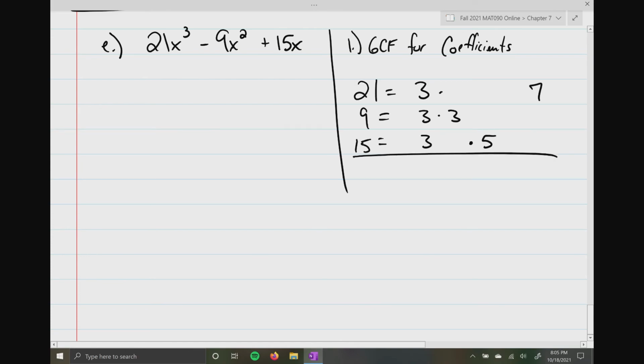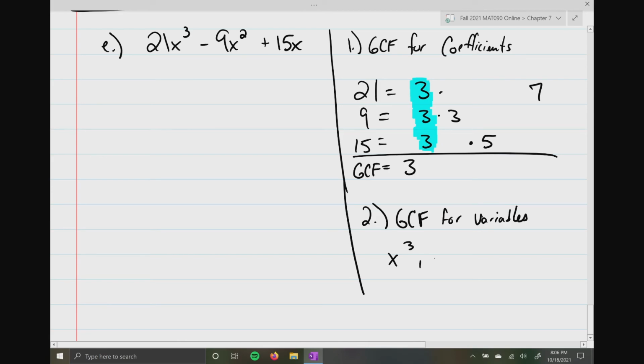Now remember, with the GCF, you are looking for overlap. And the only time you have anything that overlaps is in that very first column. So your GCF for the coefficients is only the number 3. Now, step 2, GCF for the variables. Well, let's look at them. You got x to the third, you got x to the second, and you got x to the first. That's your smallest. So your GCF is going to be x to the first, or just the letter x.